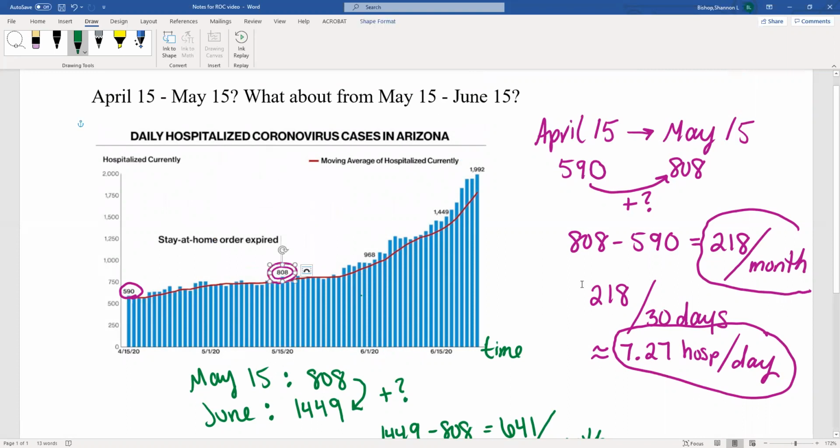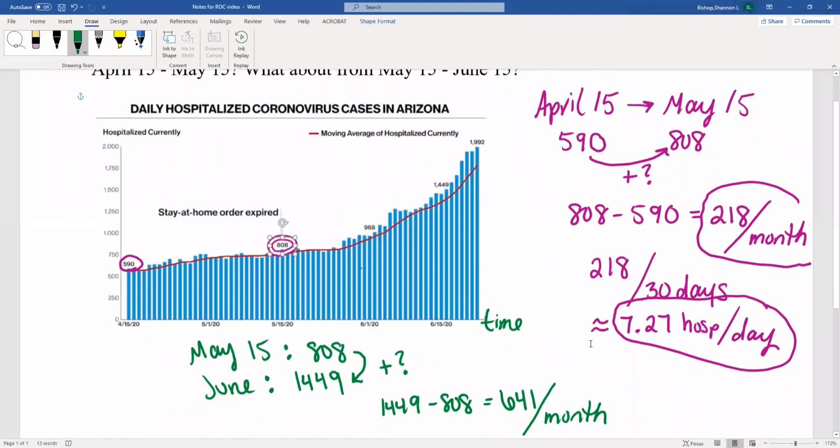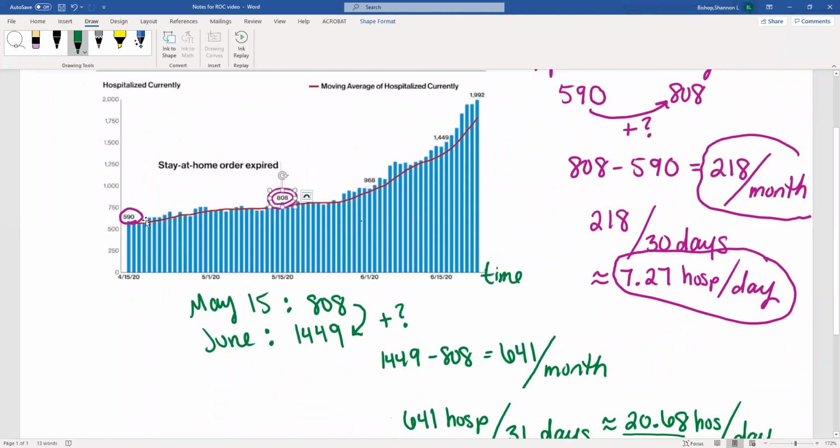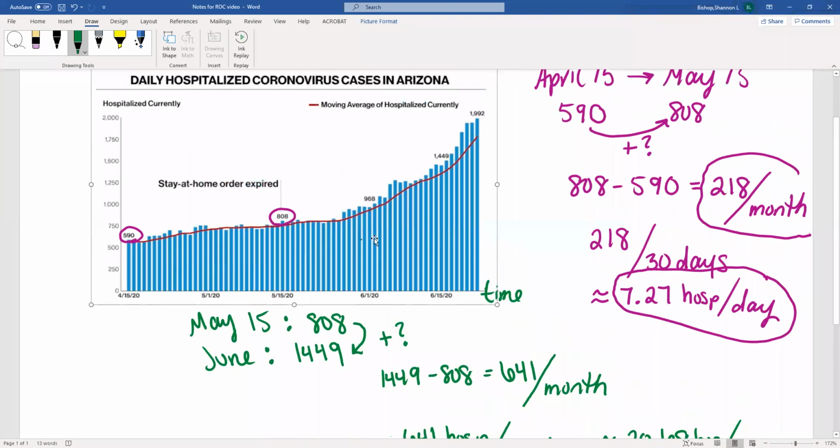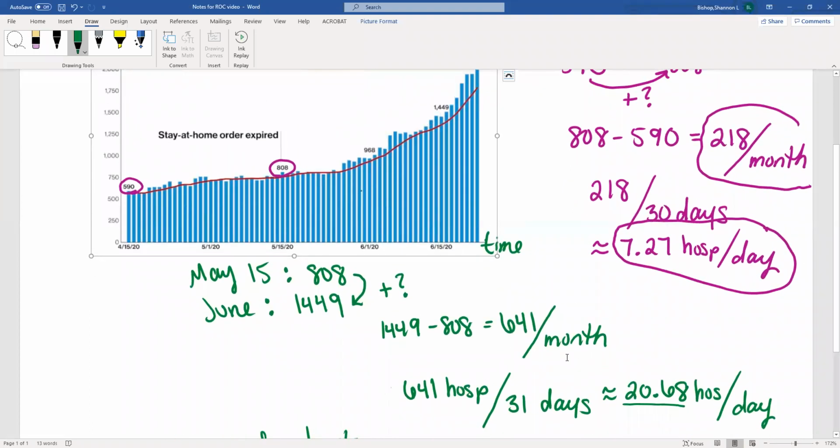So did it really increase 7.27 hospitalizations every day? Well, no, because you can see on this graph that it kind of fluctuated a little bit. And then same thing from May to June. Did it really go up exactly 20 hospitalizations each day? Well, no, definitely not. You can see it increased, and then it dropped a little bit the next day, and then it rose again, and then it dropped a little bit, and then maybe it plateaued for a couple days. So when you find these rates of change, and it's not a constant graph, we call that an average rate of change, and you'll have a chance to engage with that as well.